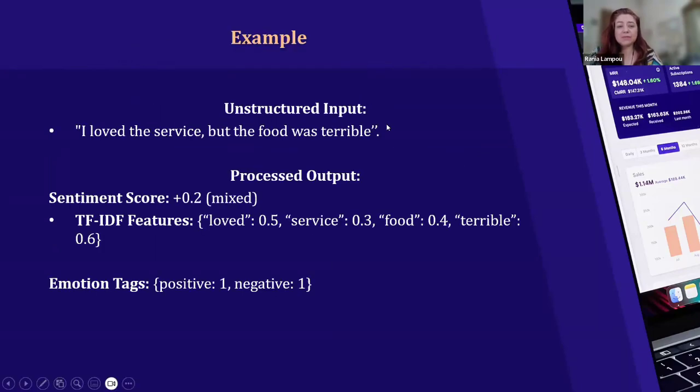And here we can see one simple example. I love the service, but the food was terrible. Here is the unstructured input and here is the processed output. Here we can see the sentiment score, the features, and the emotional tags.